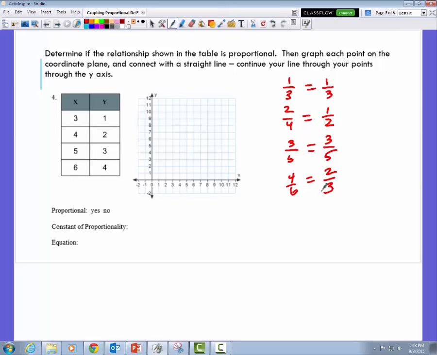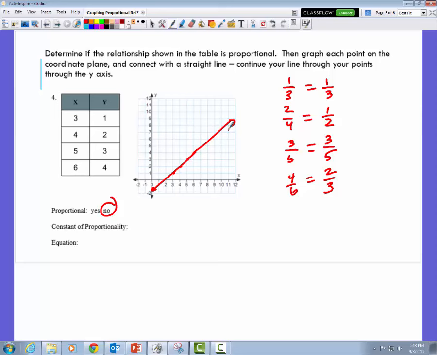So what we're going to do is we're going to say, no, it can't be proportional, but let's take a look at the graph anyway. It might still be linear. Let's move over 3 up 1, over 4 up 2, over 5 up 3, and over 6 up 4. And if you look, it is a line, and it does increase the same amount each time, but it's not a direct variation and is not proportional because it doesn't go through the origin.